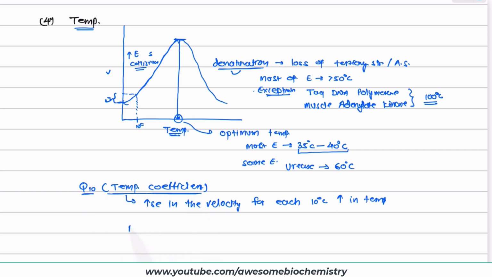For most of the enzymes in our body, the value of this Q10 or temperature coefficient is 2. What does it mean? It means that if I increase the temperature by 10 degrees Celsius, then the speed becomes 2 times, right? So that is the meaning of Q10 or temperature coefficient. And this value of 2 is mostly observed in the 0 degree to 40 degree Celsius range, right?